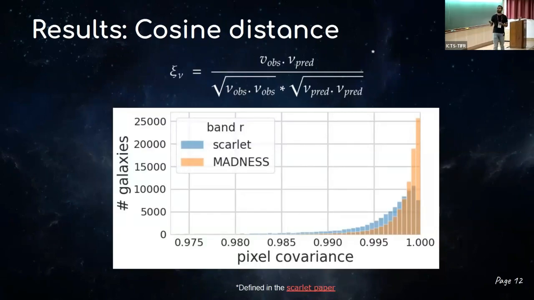The cosine distance will go closer to 1 if my reconstruction is very close to the actual galaxy, and it will go towards 0 if there is more distance. So this is how we evaluate the cosine distance. And here again, I'm giving the results for the R band. Just to remind you that LSST will have 6 different bands, and here I'm showing the results only for the R band. And we observe that once again, Madness is able to provide improvement in the performance.